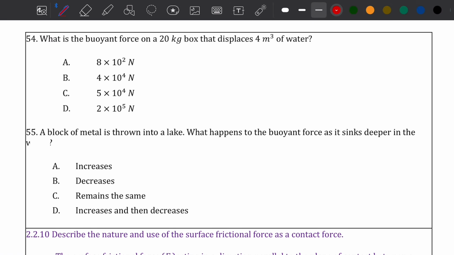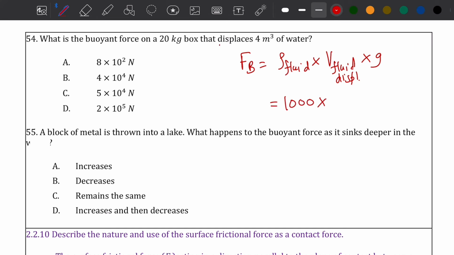Next, what is the buoyant force on a 20 kg box that displaces 4 meter cube of water? We'll use again the formula: rho of fluid multiplied by volume of fluid displaced multiplied by g. So 1000, it displaces 4 meter cube, so 4 times 9.8, and this will come out as 4 times 10 to the power 4 Newton.